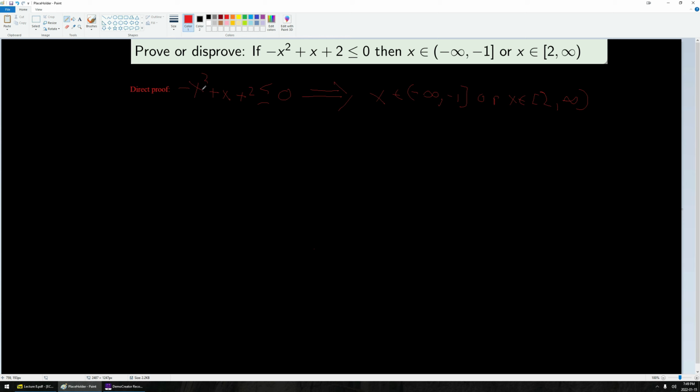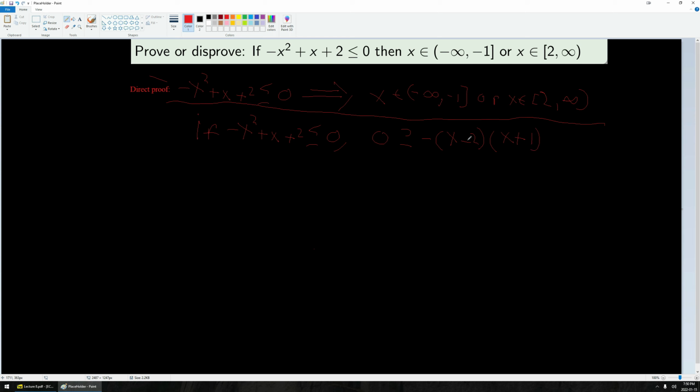So if this is going to be the case, and I'll just copy paste here, okay, if this is the case, then what can I say? Well, here I know that I can factor this polynomial, right? So if this is true, then I know that 0 has to be greater than or equal to, well, how does this thing factor? If you look at it for a little bit, you could see, hey, if I pull out a negative, then I could just write this as x minus 2 and x plus 1.